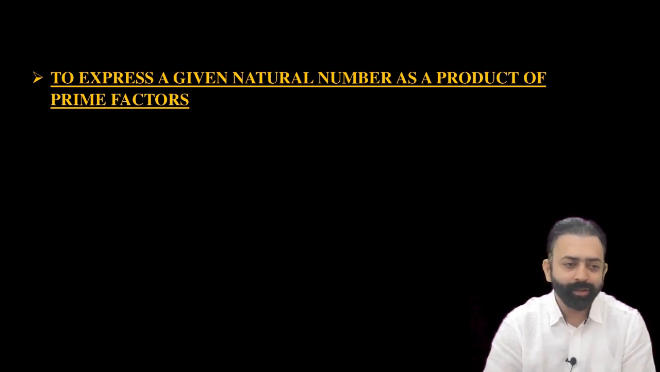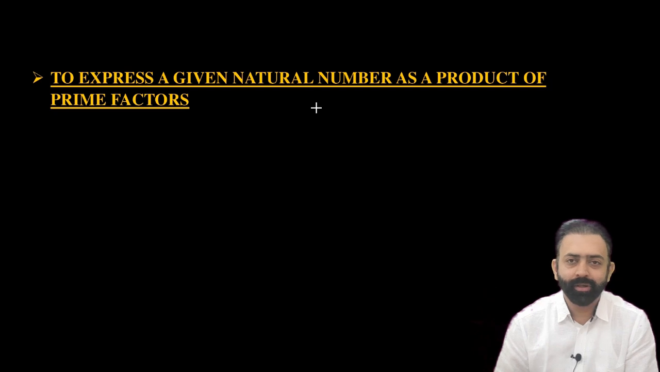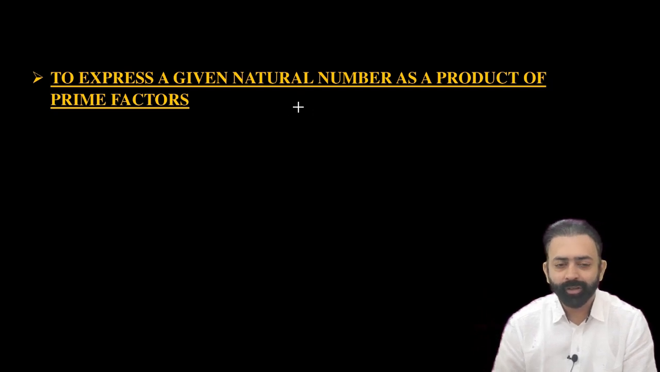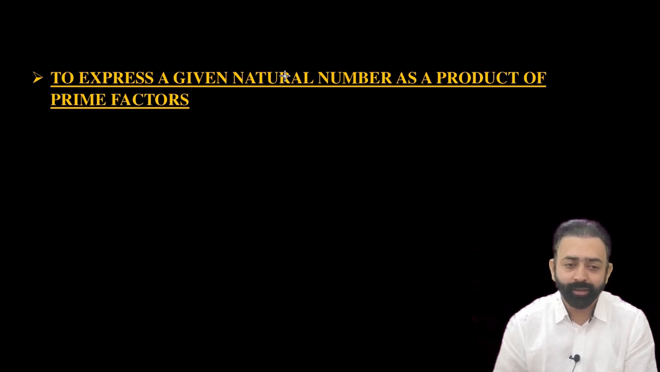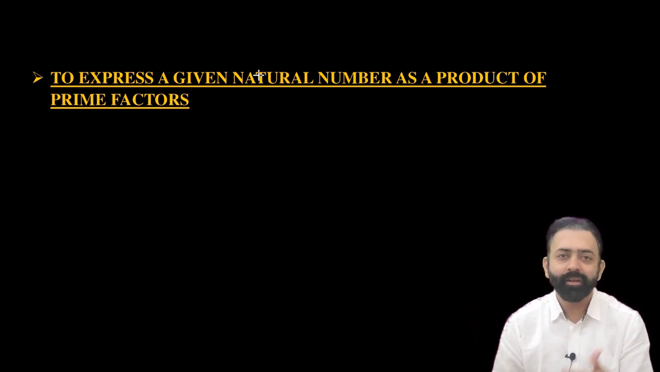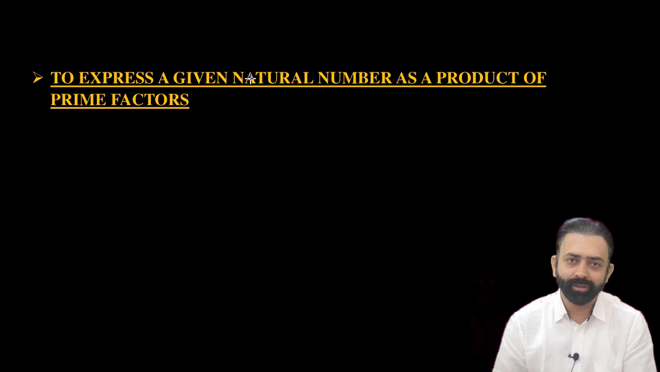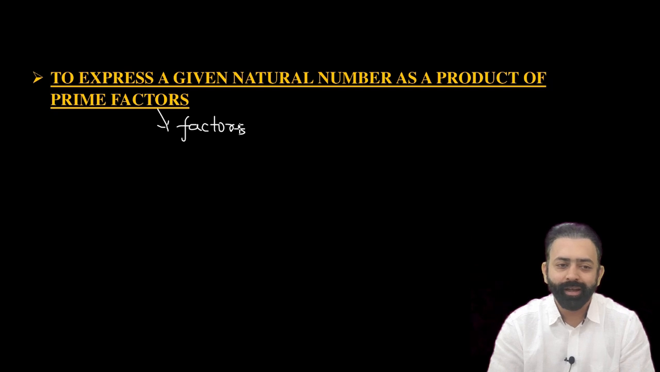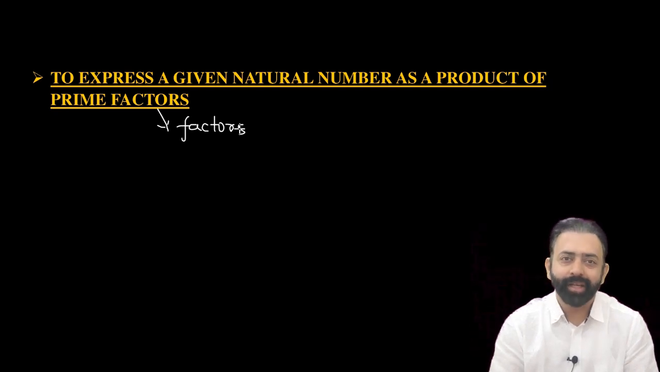So here is the topic: to express a given natural number as a product of prime factors. In this heading, the important thing is the number. Whatever number we have been given, that number should be a natural number. We cannot find out prime factors of negative numbers. Then the important word in this is factors.